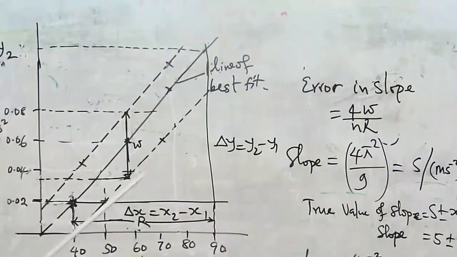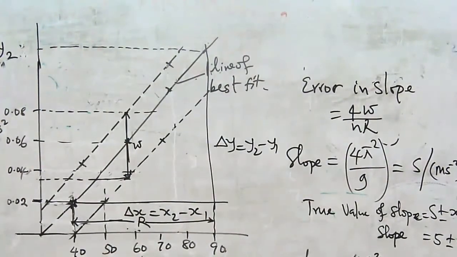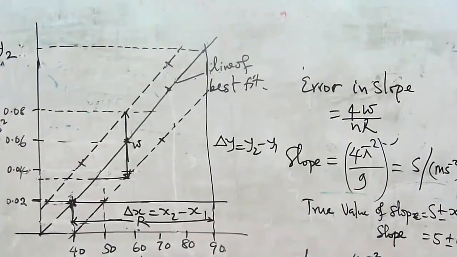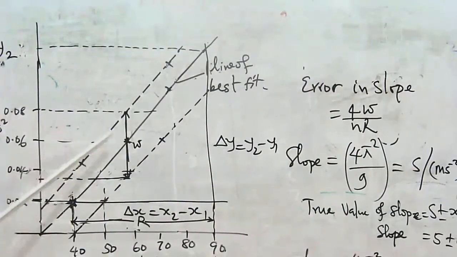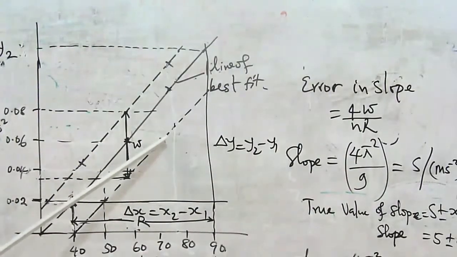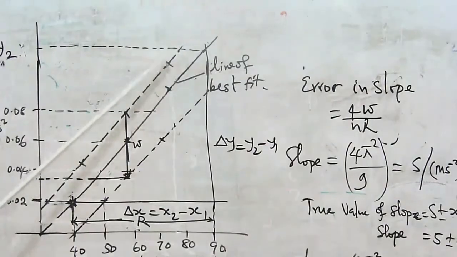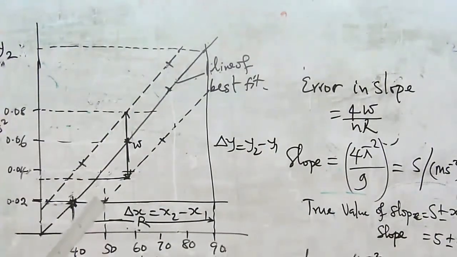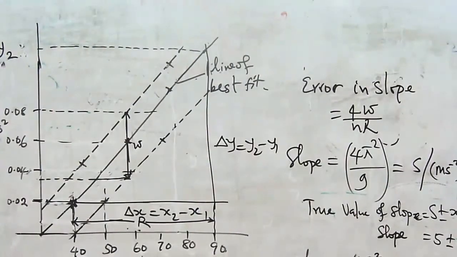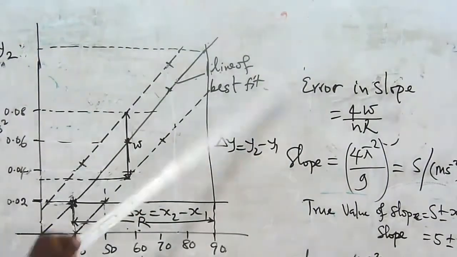And then n, what is n? n is the number of points that I plotted. Like in this case now, how many points do I plot? This is 1, 2, 3, 4, 5, 6. I think n is 6 or thereabouts. So that is the number of points that I plotted. With that, you can find your error in slope.